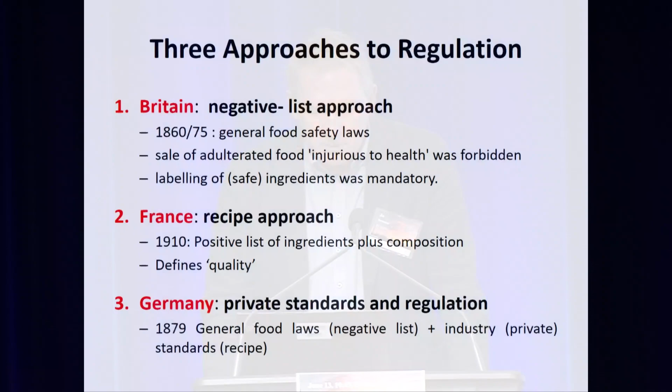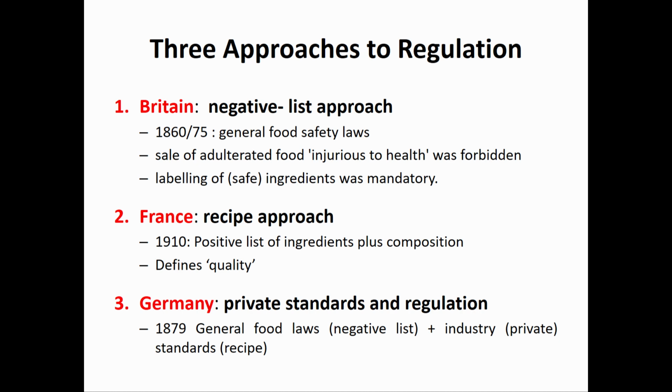And what's very interesting is that these are three countries, if you look from a global perspective, which are very close to each other, yet they use three quite different ways of regulating their food system. Britain has what we call a negative list approach. Essentially it says you cannot put any poisonous things in food. That's essentially it. If you put cheap stuff in it, it's fine, just put it on the label, but you cannot put unhealthy things in there.